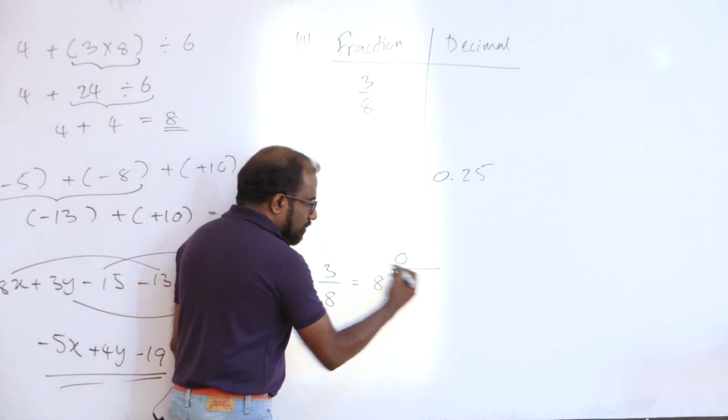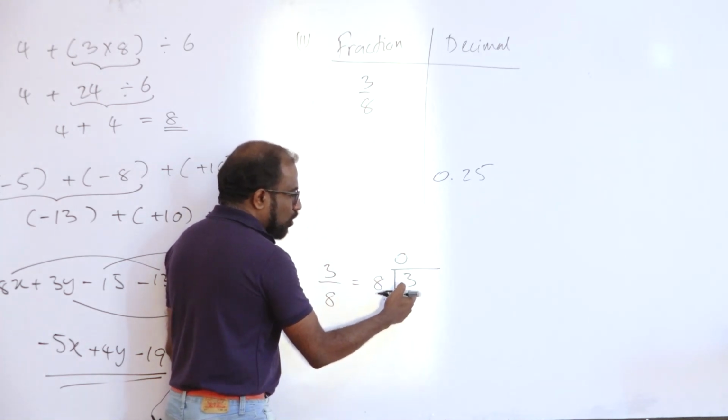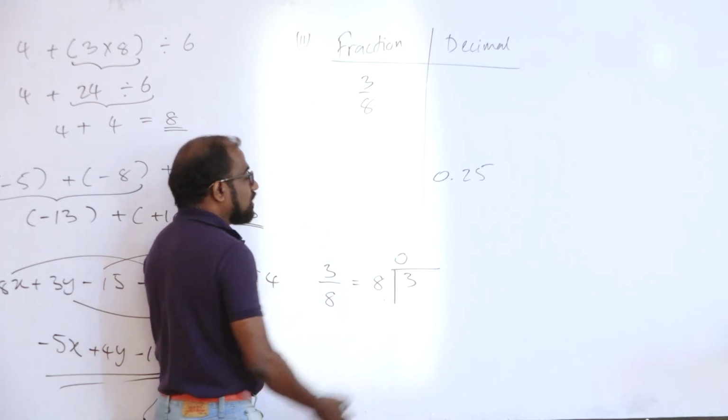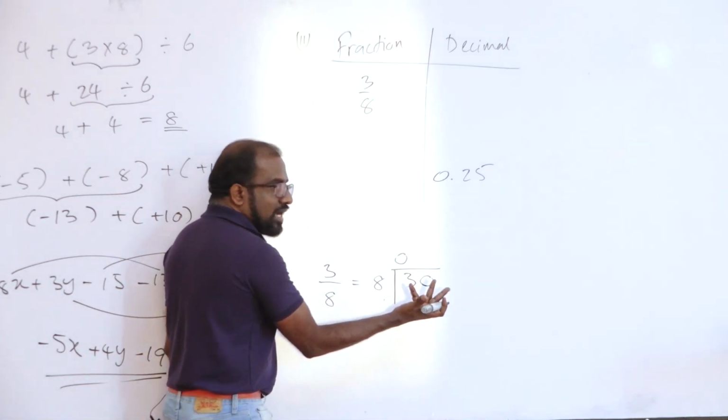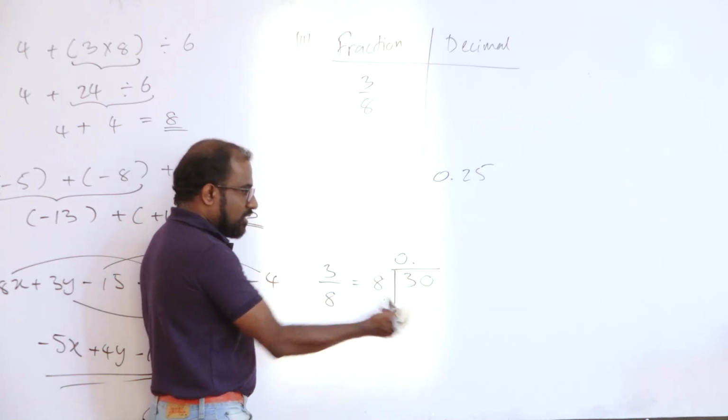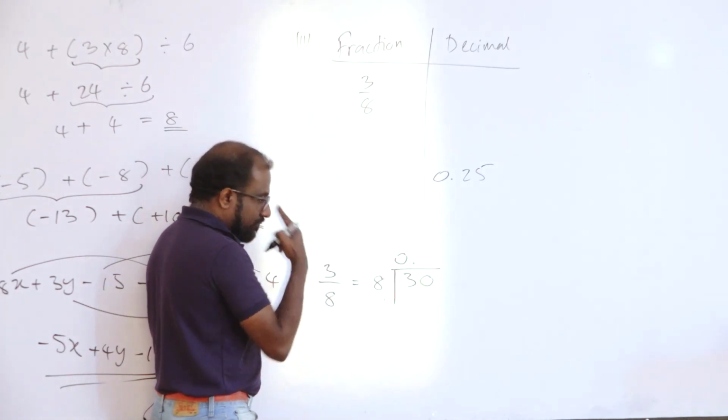Then make an 8 times 0 is 0, 3 minus 0 is 3. Put a decimal point after the 0. We have to give the decimal point. Now put a 0 next to the 3 after the decimal point.